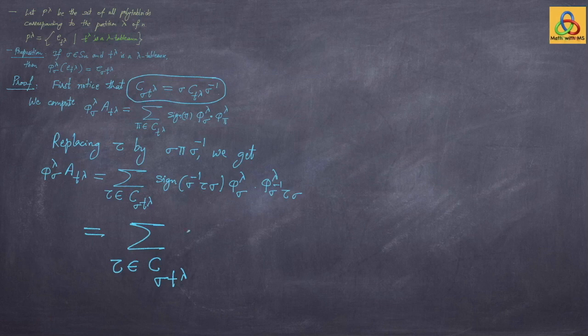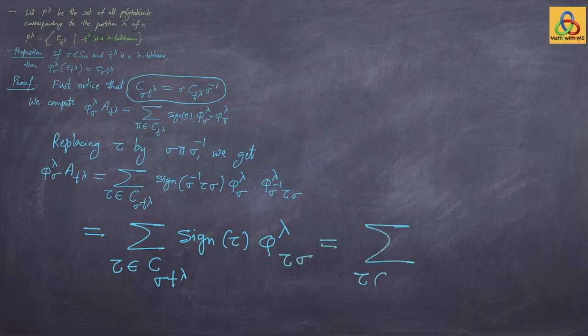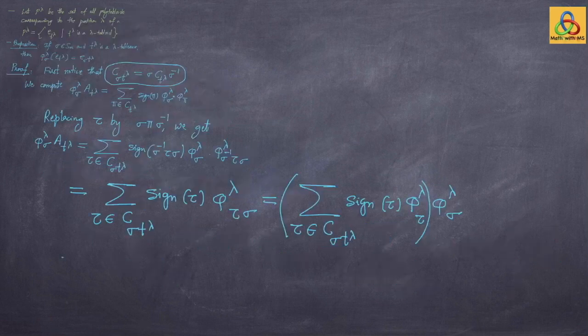Parity doesn't change here, so it is the same as sine of tau, and phi lambda is a group homomorphism, it's a representation. So phi lambda sigma into phi lambda sigma inverse tau sigma becomes phi lambda of tau sigma, which is the same as the summation over tau belonging to the column stabilizer of sigma of T lambda, sine of tau, phi lambda of tau, and phi lambda of sigma. But now we notice that this expression is simply A of sigma T lambda times phi lambda of sigma.